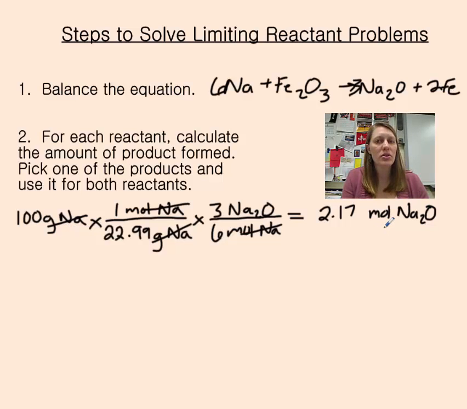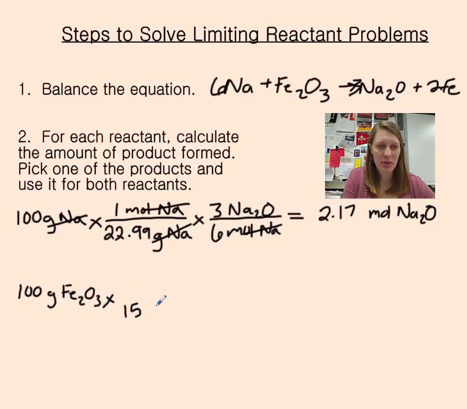Now I don't have to go to grams of the product because I can stop at moles and still compare that. So I'm going to also use 100 grams in this example with our iron oxide. And once again, figuring out the molar mass from the periodic table.